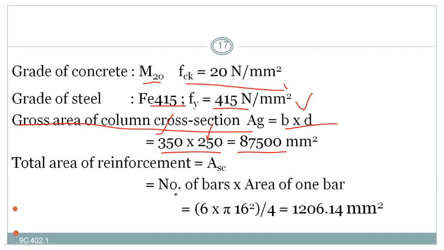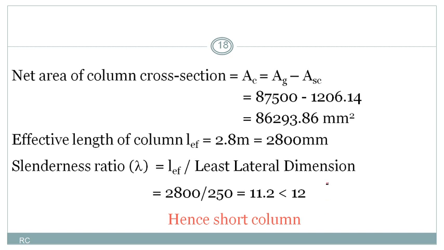And we need to calculate the total area of reinforcement. So we take the number of bars given and the area of one bar. The number of bars is 6, and the diameter of one bar is 16 mm. So 6 times pi by 4 into 16 square will give the total area of cross section of the longitudinal reinforcement, that is 1206.14 mm square. So now I have everything except the area of concrete alone.